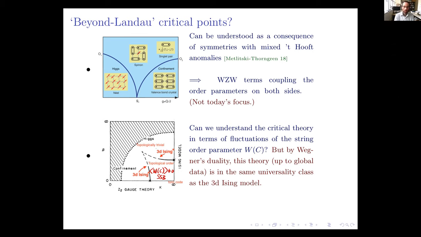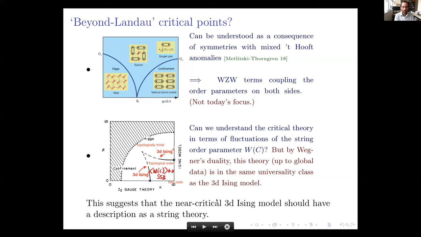And so, taking seriously this idea that we should still be able to understand this critical point in terms of the fluctuation of the order parameter, in this case, the order parameter creates strings. This leads us to the idea that the 3D Ising model near its critical point should have a description as a string theory. So this was how we were sort of led by the nose to revisit this question.